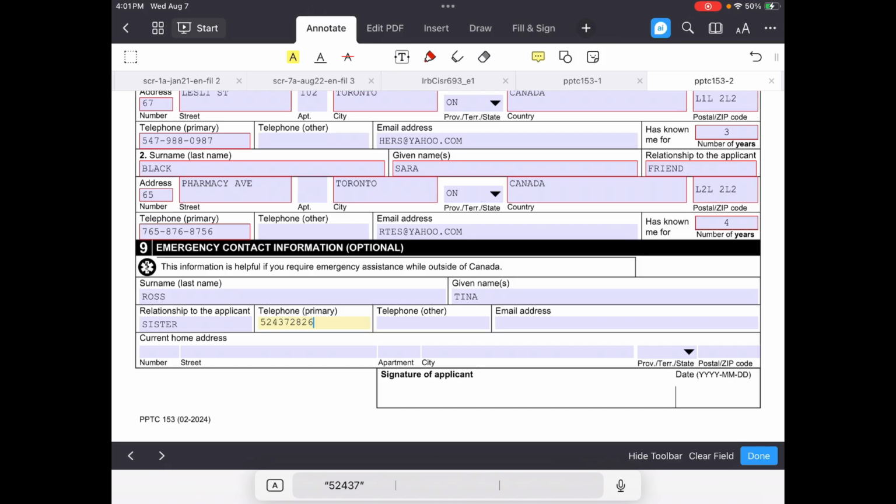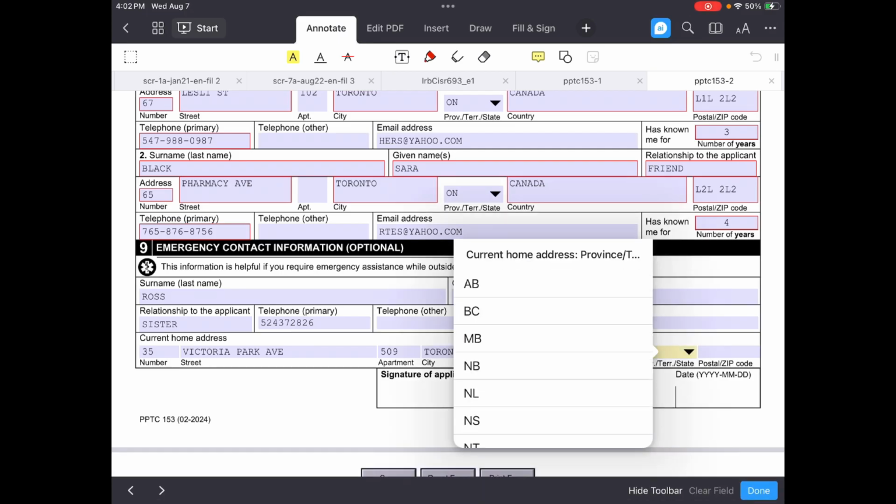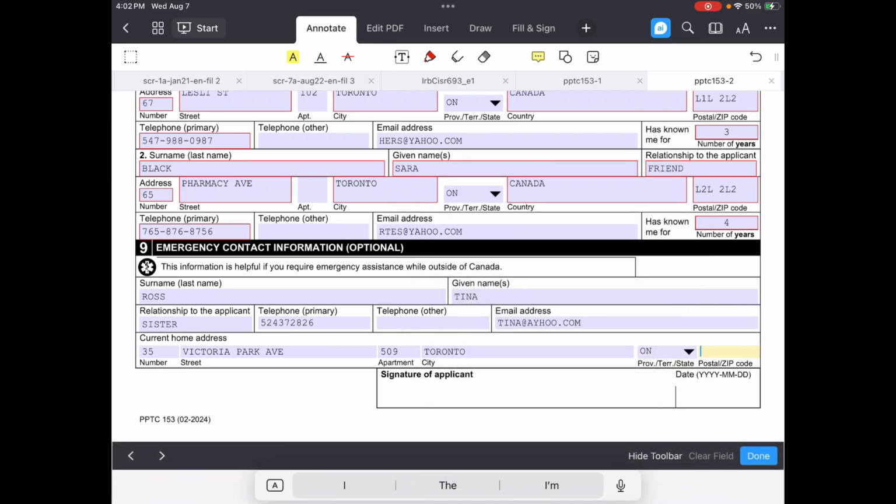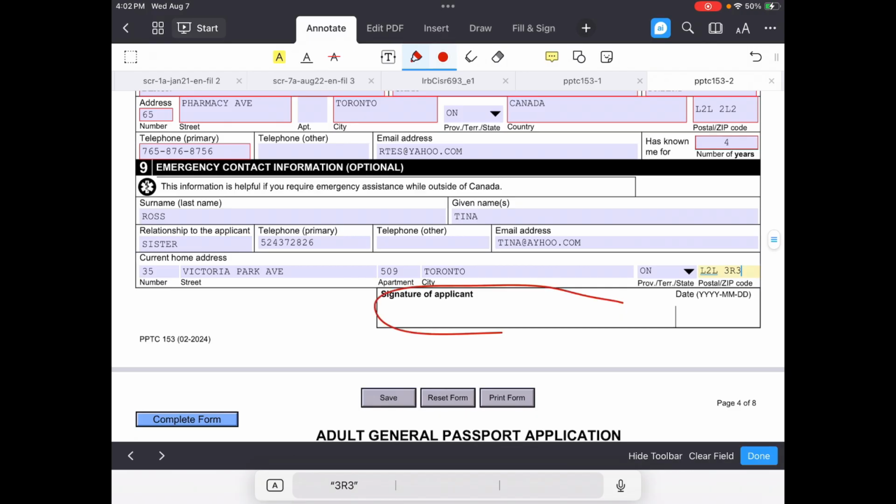Telephone, you just enter their telephone. And then if they have a second telephone, then you enter their email address. We're just gonna say tina@yahoo.com. Then their current home address, Victoria Park Avenue. If they're living in an apartment, then you have to include the unit number, city, province, and then the postal code 3R3. And then you have to sign your application, and then you have to date it.